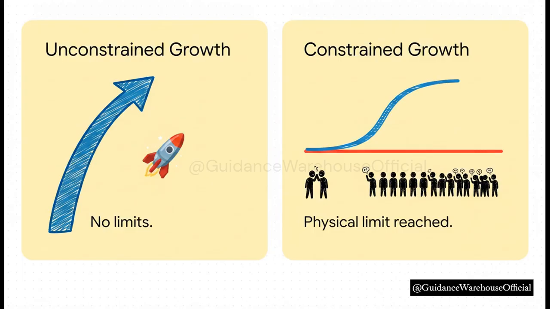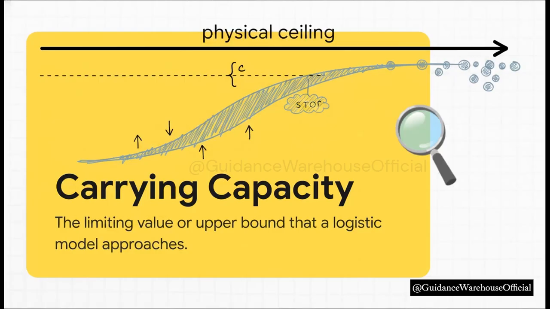Eventually, a spreading disease runs out of susceptible people to infect. A rumor runs out of people who haven't heard it yet. A stain in a fabric literally runs out of threads to bleed into. Logistic regression beautifully models this natural reality. We call this limit the carrying capacity, or simply C.